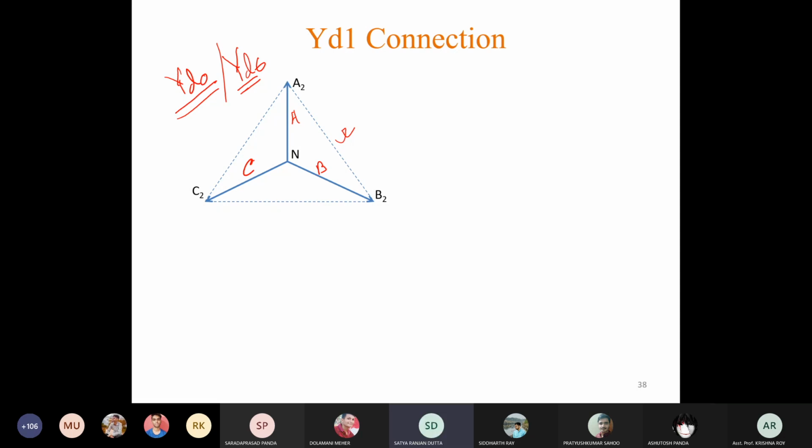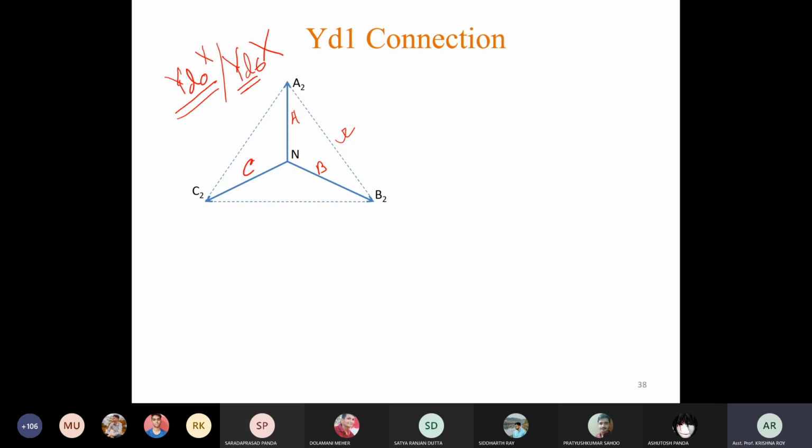Sir, YD0 is not possible, I think, because in star delta there will always be a phase difference. So zero, and that is also true for YD6. So YD0 and YD6 are not possible. Both are not possible, right? So if we make this connection as YD, that means star delta or delta star, there has to be a certain phase angle difference between the EMFs.